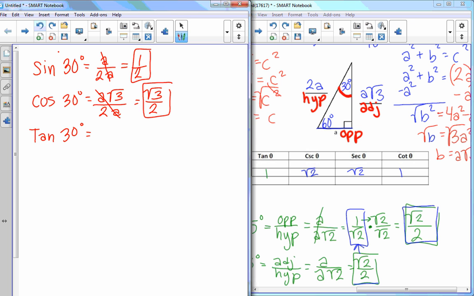I need to get a fraction in that. TOA, opposite over adjacent. So the 8 cancel, we have 1 over root 3. Is that one okay?